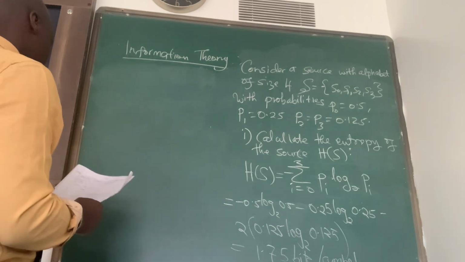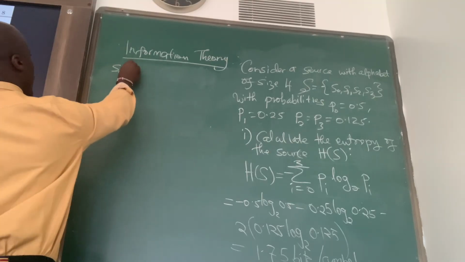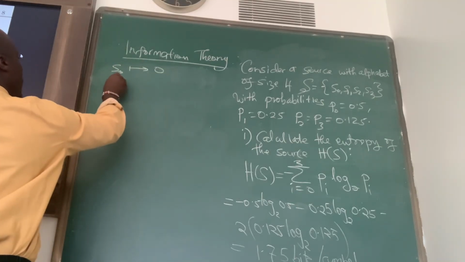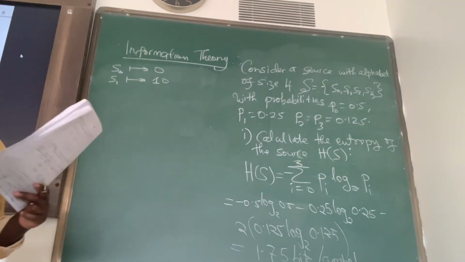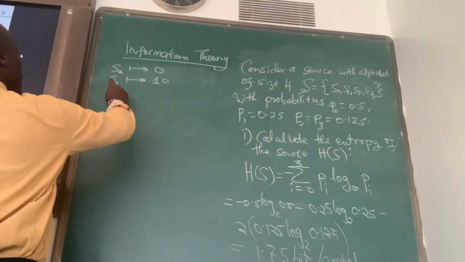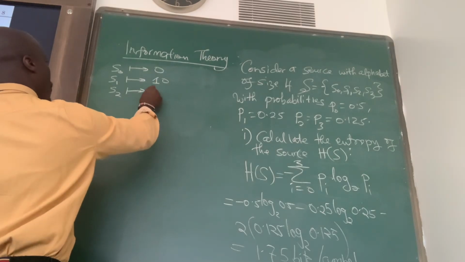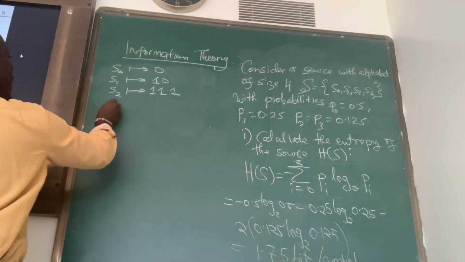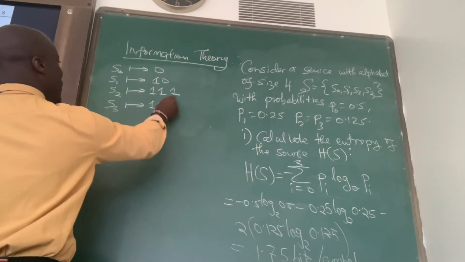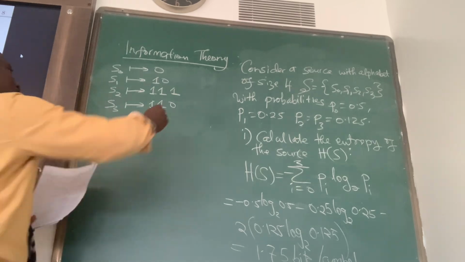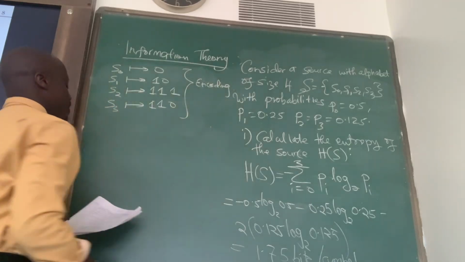So what this means is, if I write my information source, S0 I map to 0, then S1 I map to 1, 0. So I'm mapping them to binary sequences, so coding. Then S2 I can map to 1, 1, 1. Then S3 I can map to 1, 1, 0. Now we'll look at this later in the session, but this is what we are calling encoding.